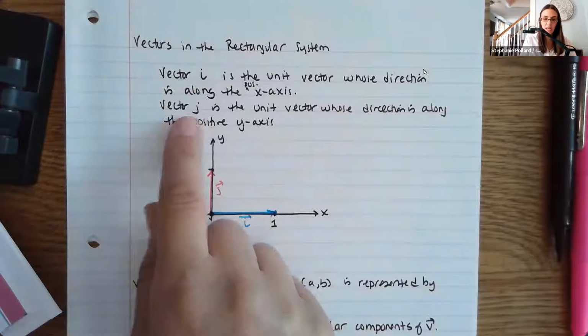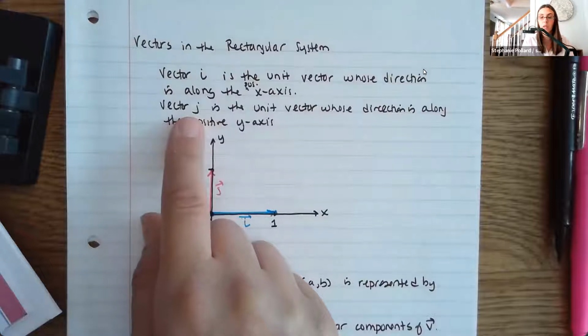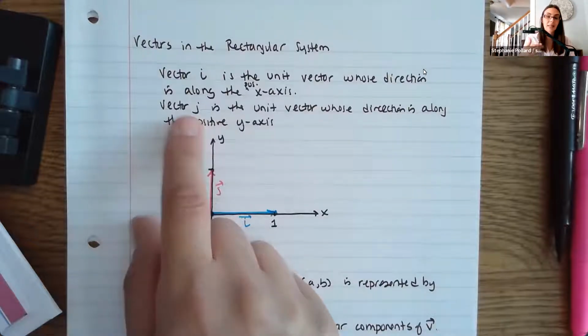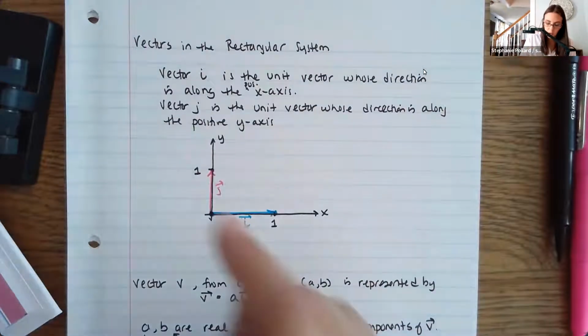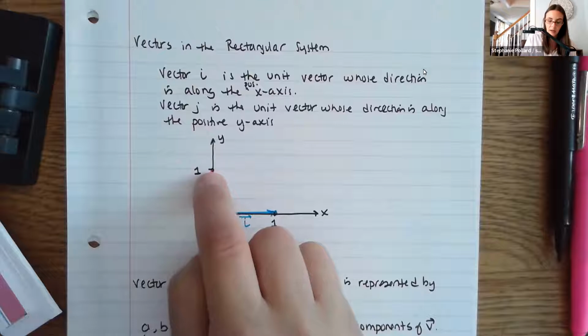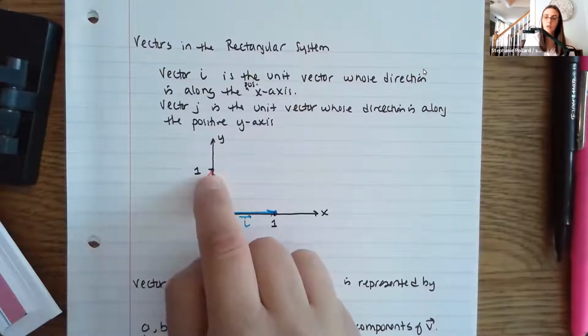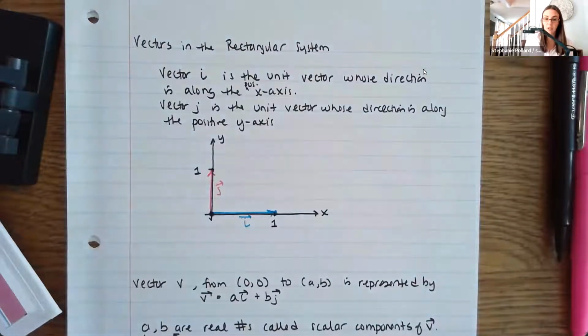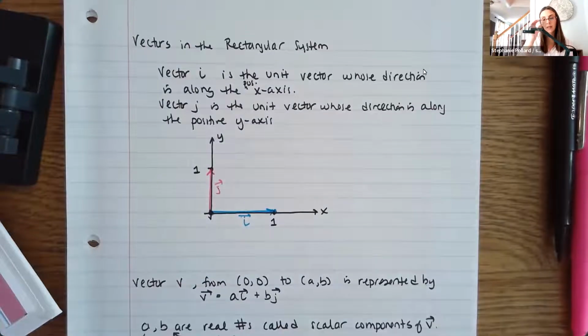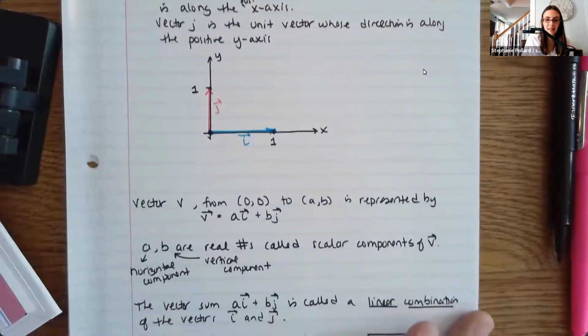And then the vector j is going to be the unit vector whose direction is along the positive y-axis. So if we're going up to the point (0, 1) here, again, that starts at the origin and it goes to point (0, 1). So that is what we're defining as vector j. And by defining these two unit vectors, we are able to write a whole bunch of different vectors in the rectangular system. So we can write the following.